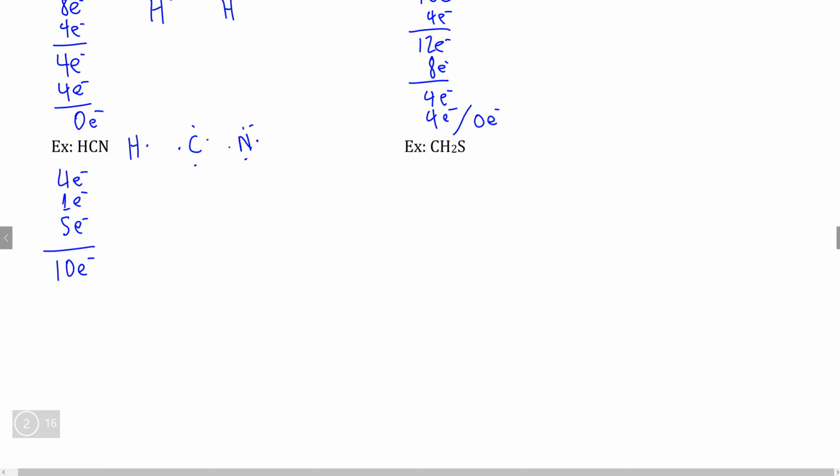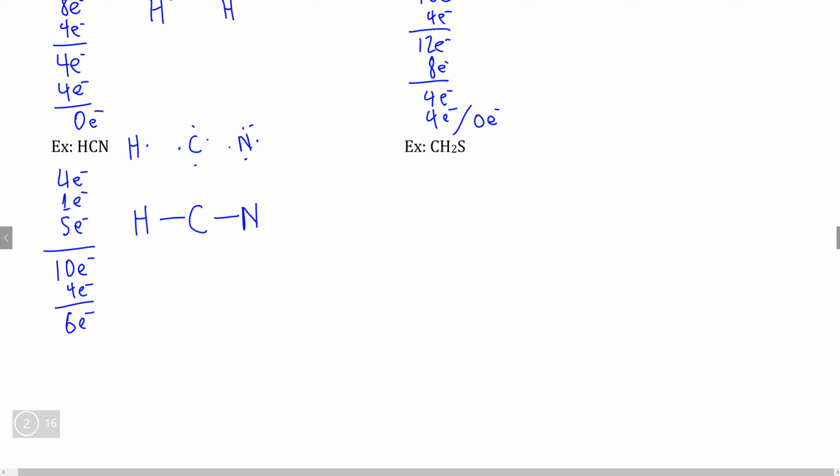We see that carbon has the most unpaired electrons because hydrogen has 1, carbon has 4, and nitrogen has 3. So carbon is our central atom with hydrogen and nitrogen on the periphery like this. Connect both of them with single bonds. That just used 2 electrons per bond, which is 4 electrons. 10 minus 4 means that we have 6 electrons remaining.